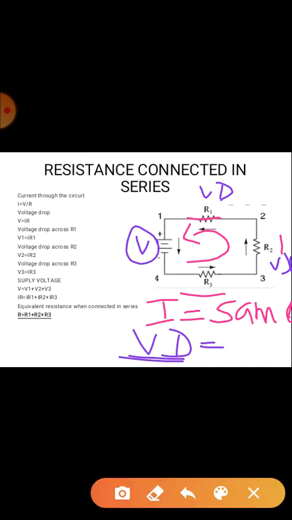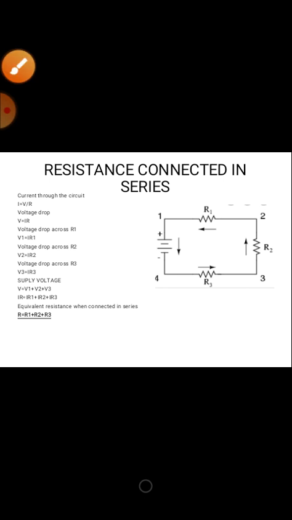The current through the circuit is given as V divided by R. The voltage drop is given as V equal to I into R. So the voltage drop across resistance R1 is I into R1. Voltage drop across R2 is given as I into R2. Voltage drop across R3 is given as I into R3. And the supply voltage is given as V equal to V1 plus V2 plus V3.